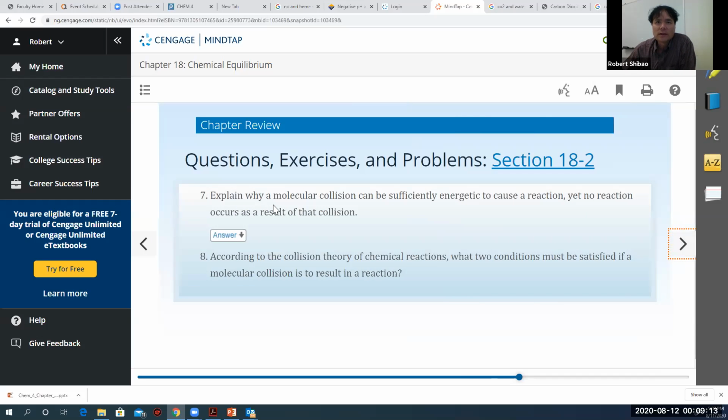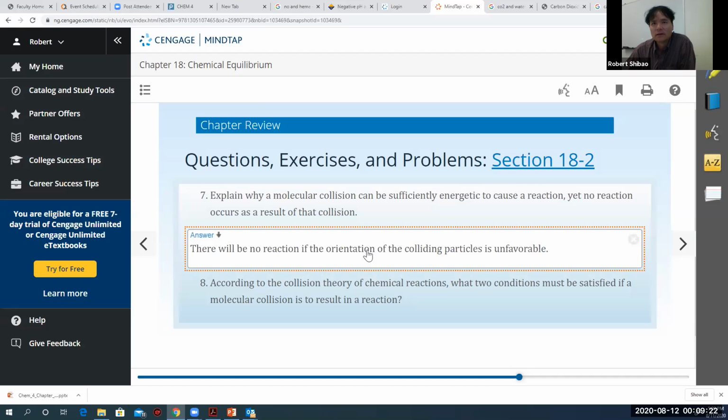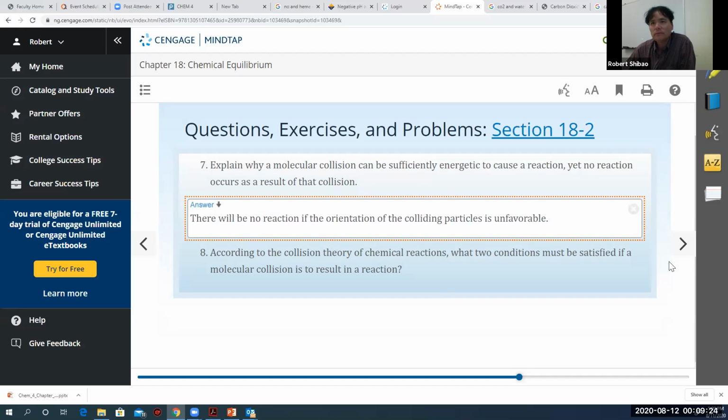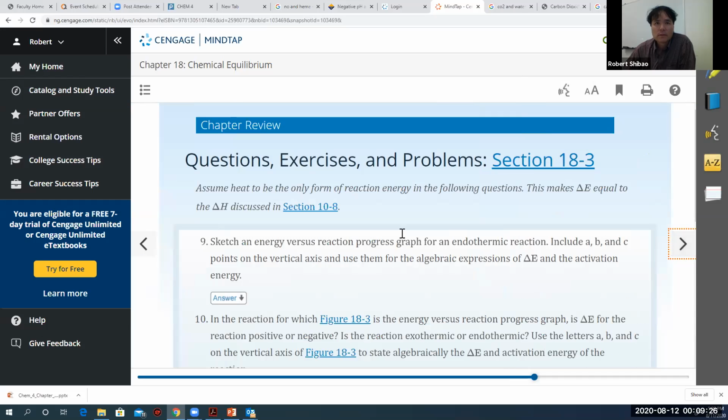Explain why a molecular collision can be sufficiently energetic to cause a reaction, yet no reaction can occur as a result. It's because of orientation, right? Orientation. Sketch an energy versus reaction progress graph for an endothermic reaction. Include A, B, and C points on the vertical axis and use them for the algebraic expressions of delta E on the graph.